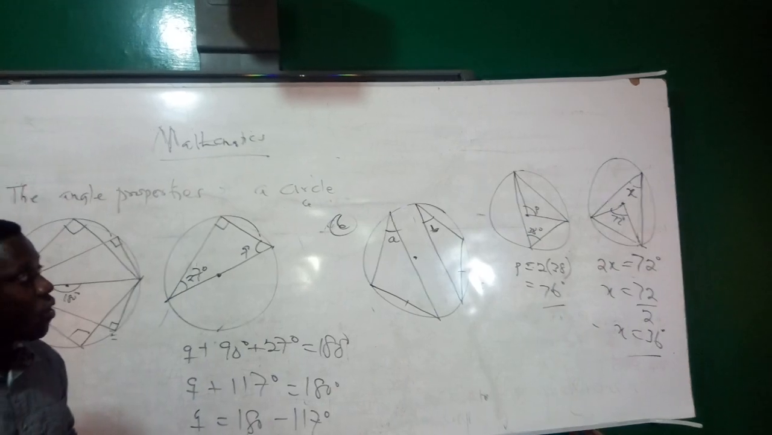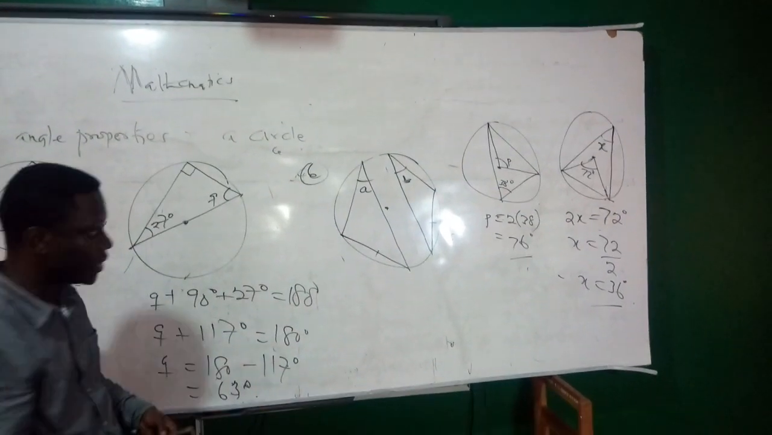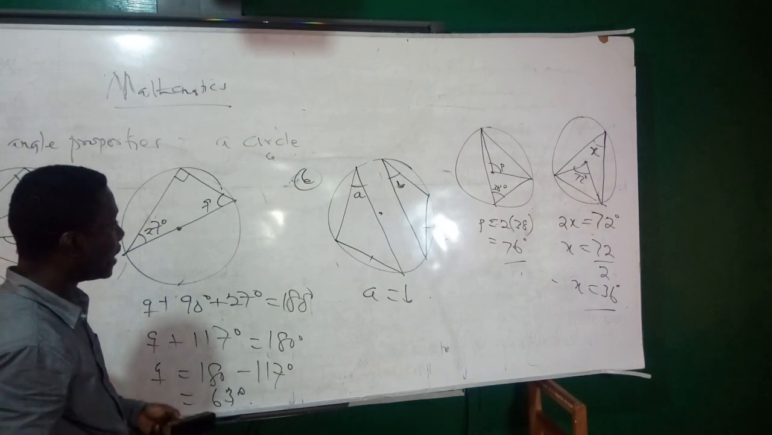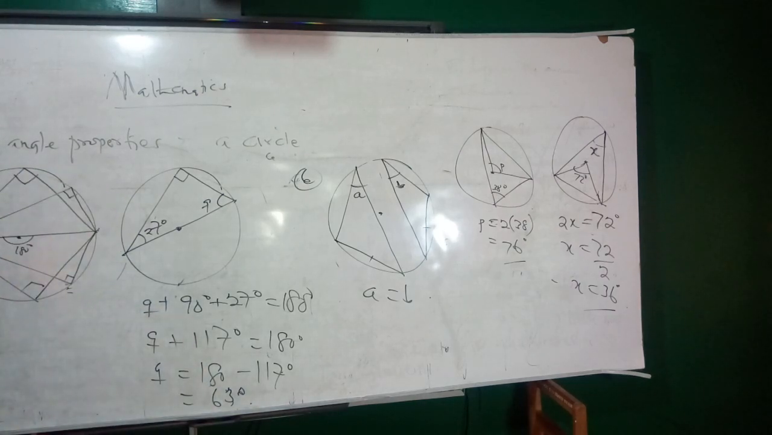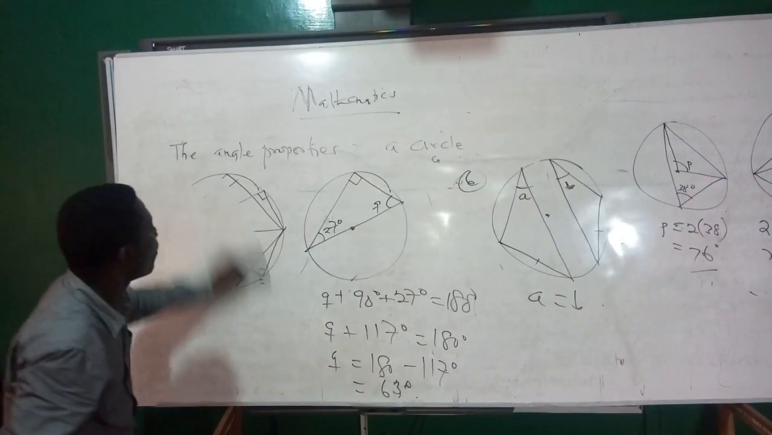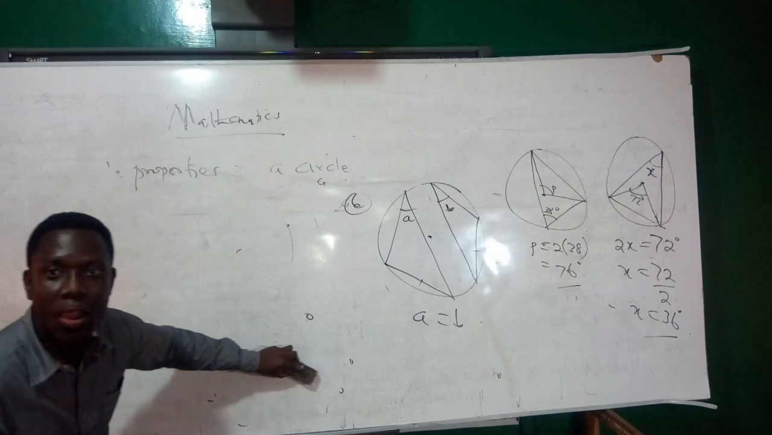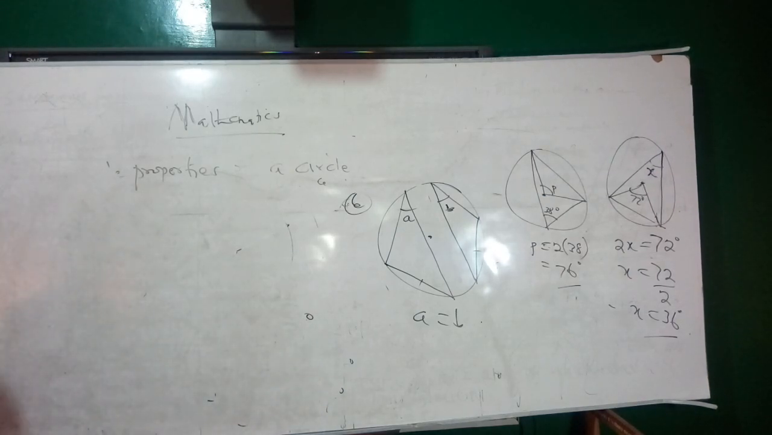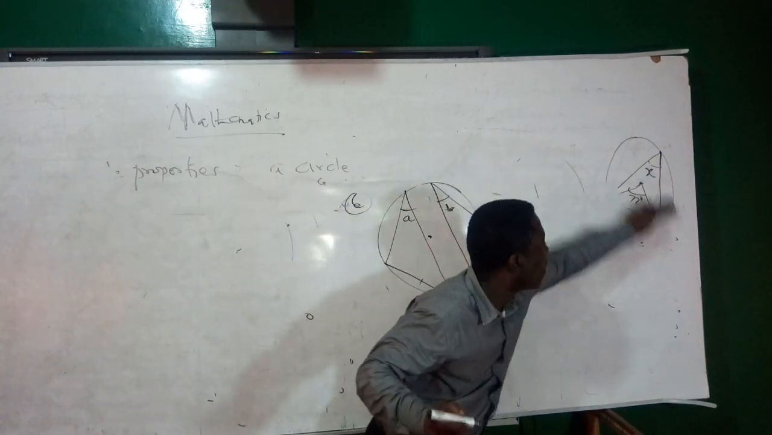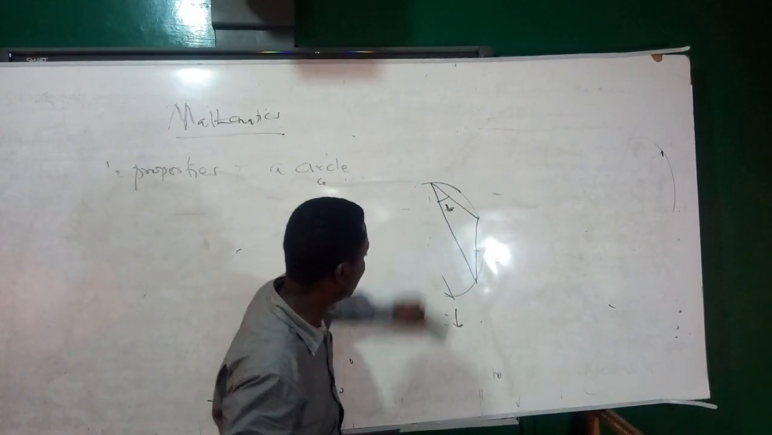So if the two chords are equal and they are all forming an angle at the circumference, then we expect that the two angles should be equal. So straight away, your A should be equal to B. I don't think we need any serious example here. So for the sake of time, let's run through property 7.